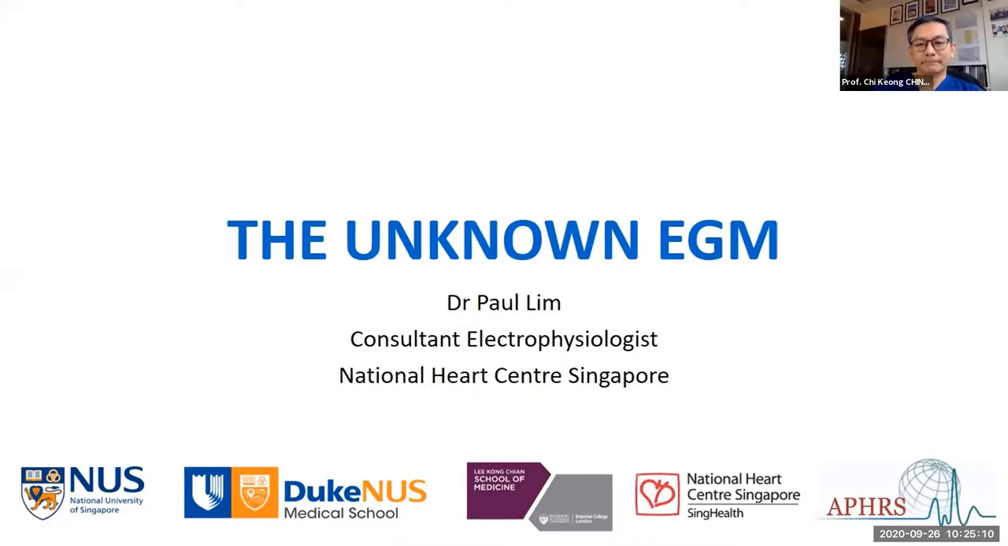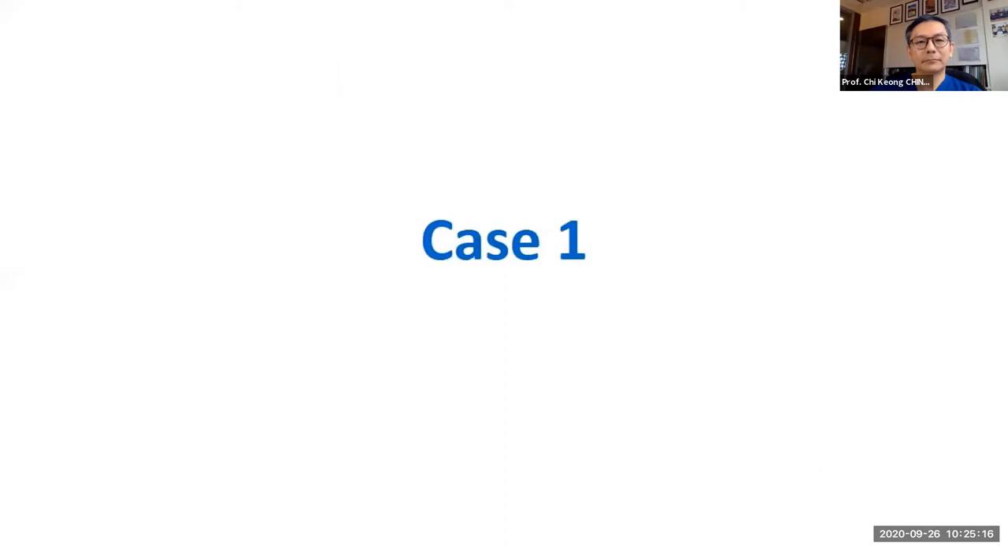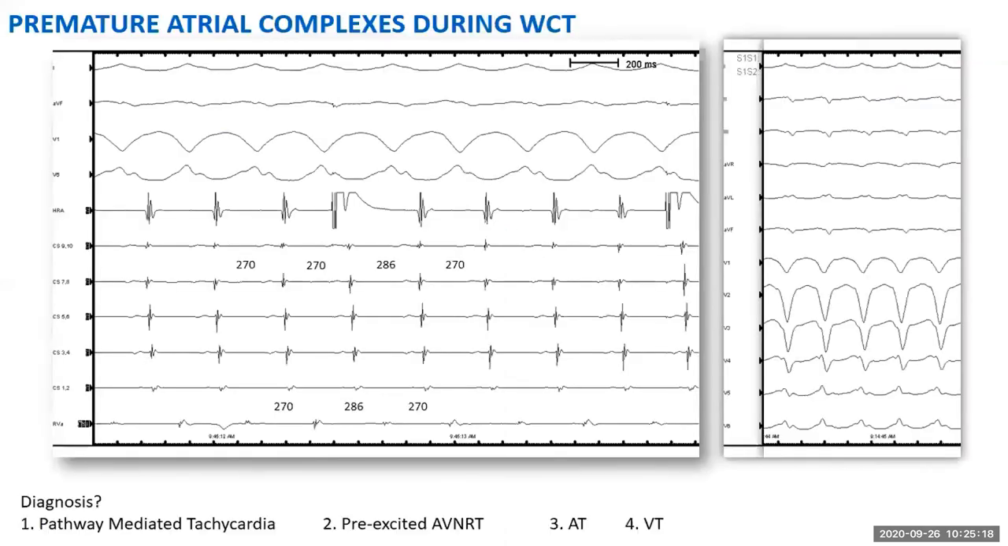Okay. Good day, colleagues. I'll be presenting two EGM cases today for discussion and disclosure. Case one. This was a patient with wide complex tachycardia. The EGMs are on the left and the 12-lead ECG morphology is on the right. Premature atrial complexes were delivered during tachycardia. What's your diagnosis? One, pathway-mediated tachycardia. Two, pre-excited AVNRT. Three, atrial tachycardia. Four, VT.